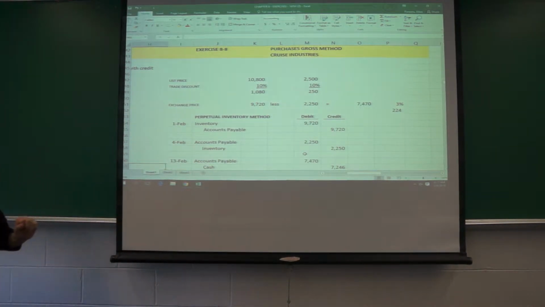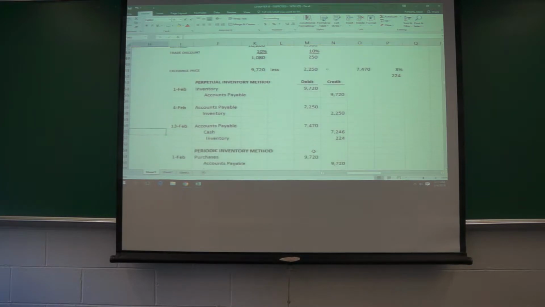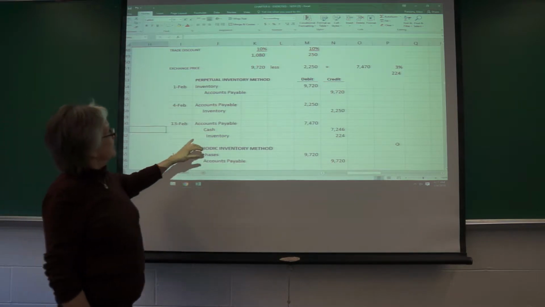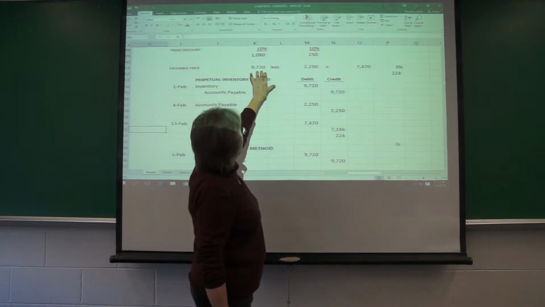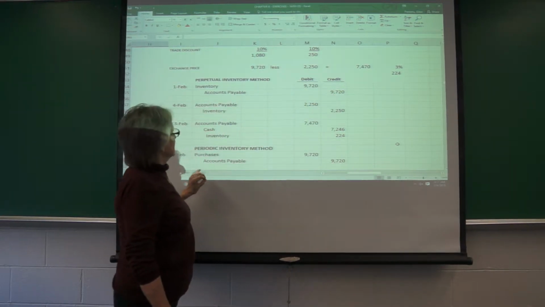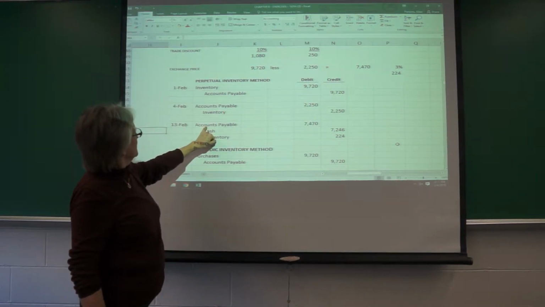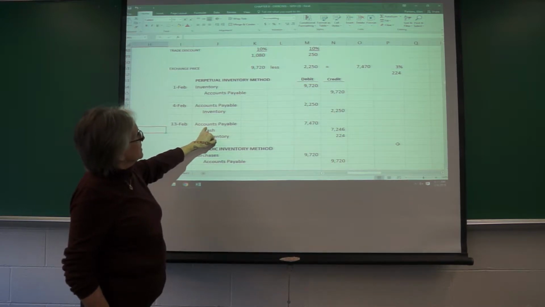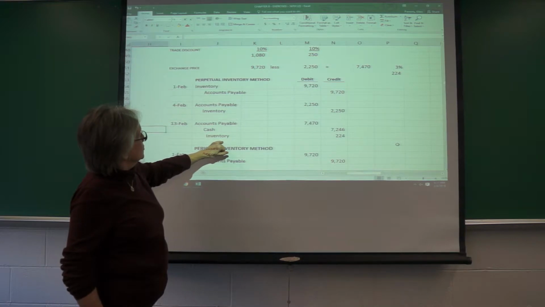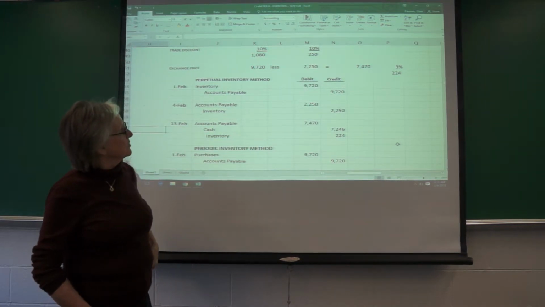Then when we come to pay the bill, and this is with a perpetual inventory system, we are paying off the full amount due, which is 9,720 less what we returned, which is 7,470. Okay, so we are reducing our accounts payable, and off of that we take the discount of 3%, that's the 224, and we send a check for the balance.